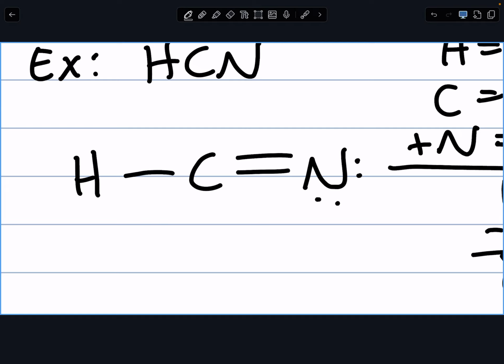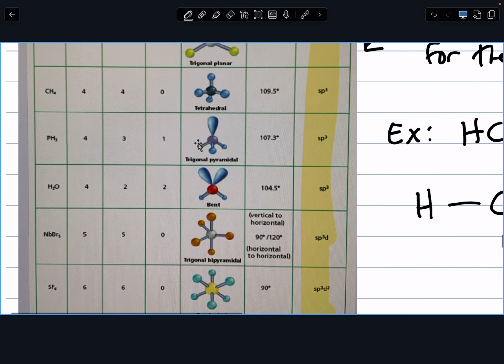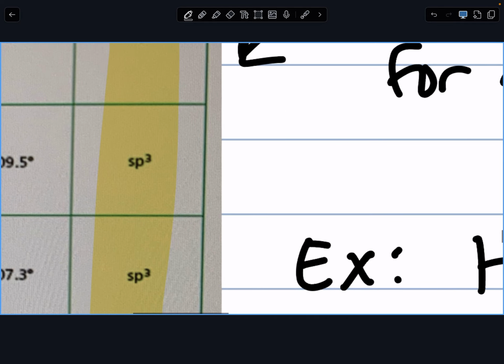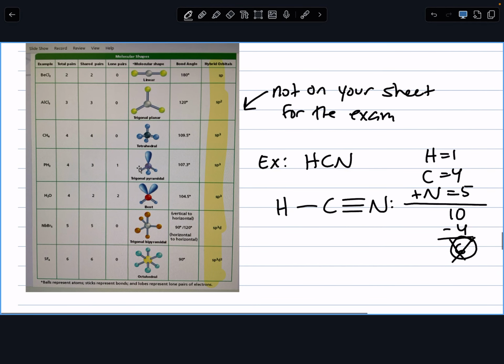Is carbon happy now? No, he only has 6 still. So I need to draw another line and erase another lone pair. Is he happy? Yes. So then, again, this is given to you on the exam. You just won't have the SP3 stuff. So I'll teach you how to do that in a second.